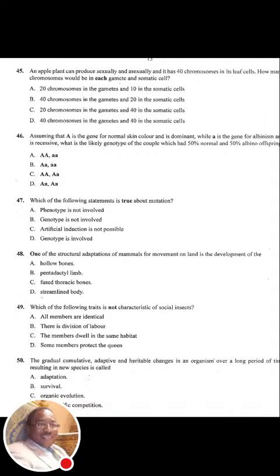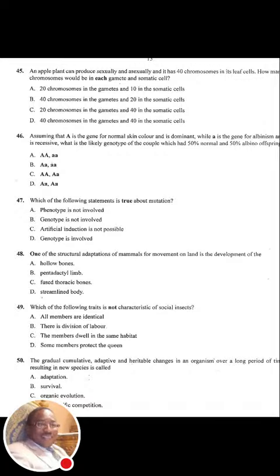We're about rounding up in this live session. Number 49, which of the following traits is not characteristic of social insects? Think of the bees, the termites. They are called social insects. Now, which one is not characteristic?